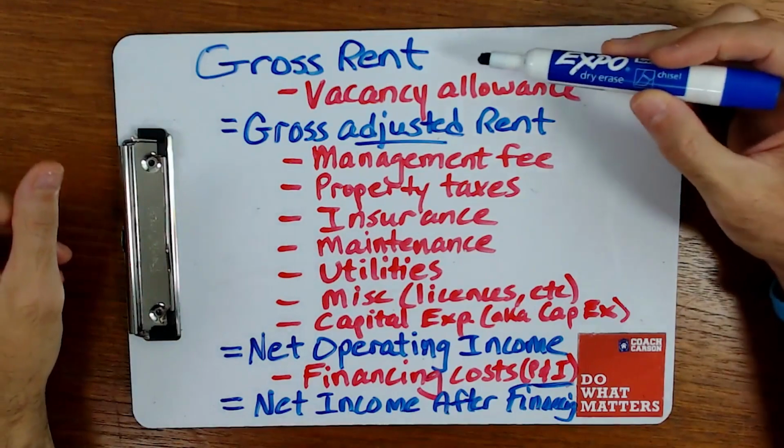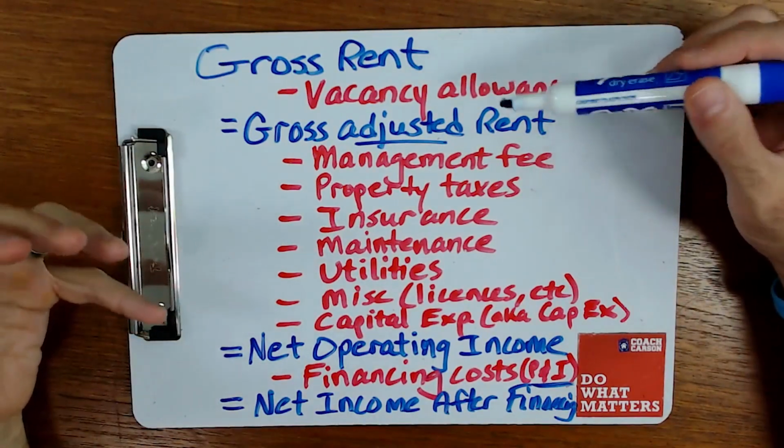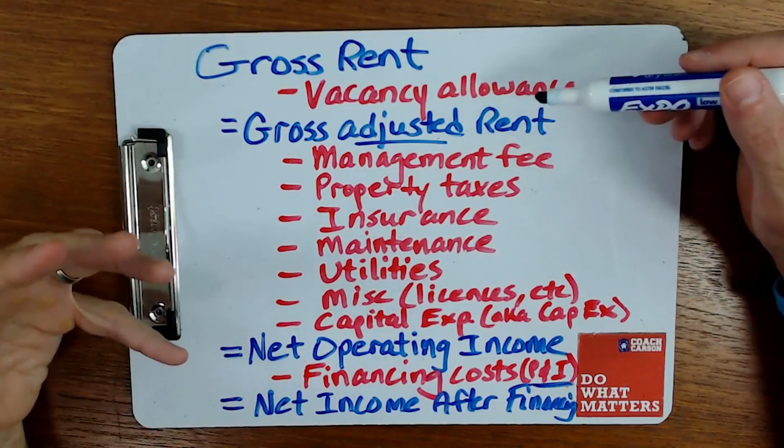And so you're just going to start at the top with what's called gross rent. This is the total amount of rent that you're expected to collect. And you might ask yourself, how do I figure that number out? Well, some of the obvious places are if you're buying a property, look at what the property is rented for right now. That's a good indicator of what you could rent it for.